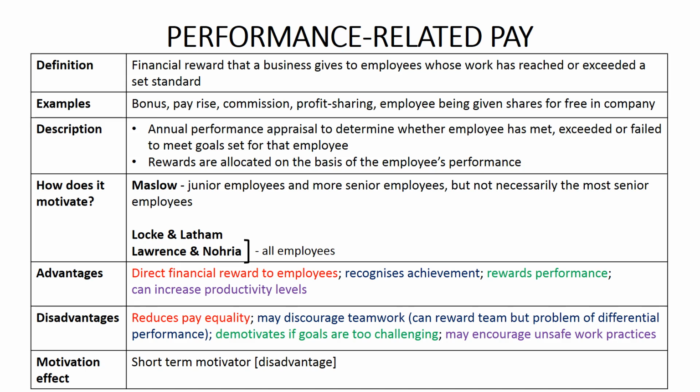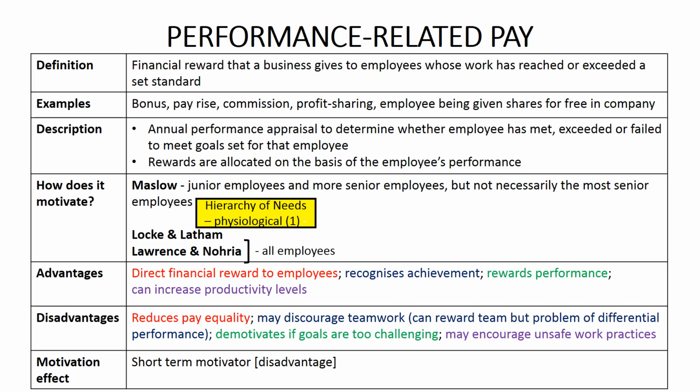Performance-related pay can be particularly effective at motivating junior employees who are on relatively low pay, and also for motivating more senior employees who want to be recognised for the contribution that they make to the business. According to Maslow's hierarchy of needs, junior employees are likely to be motivated by their physiological needs, that is, the need for a paying job, and so they will be motivated to work hard for the business if that gives them the opportunity to achieve additional pay, whether that's in the form of a bonus, a pay rise, or commission.